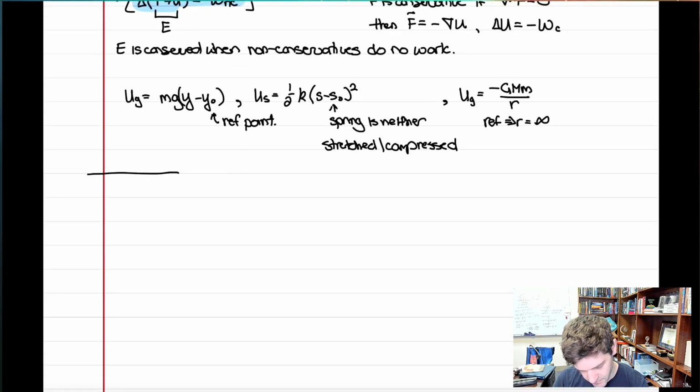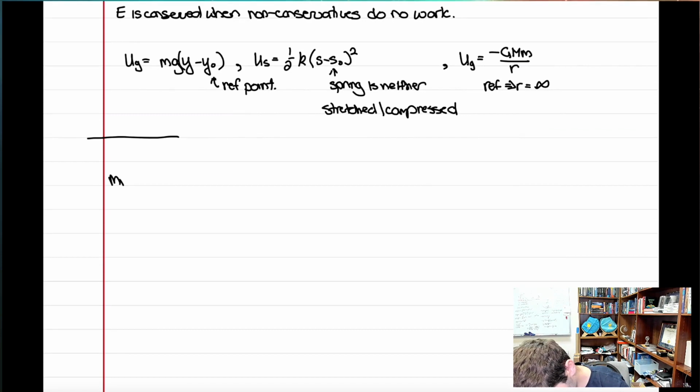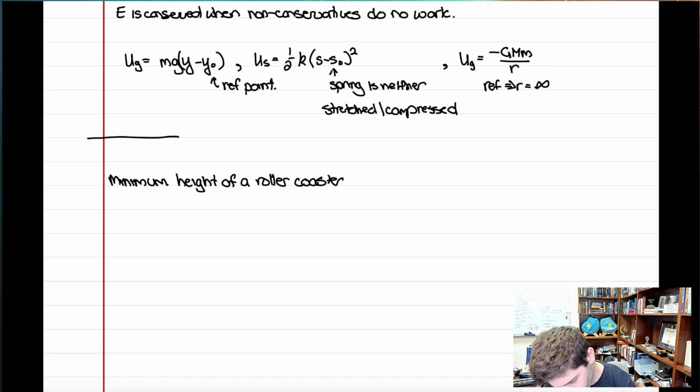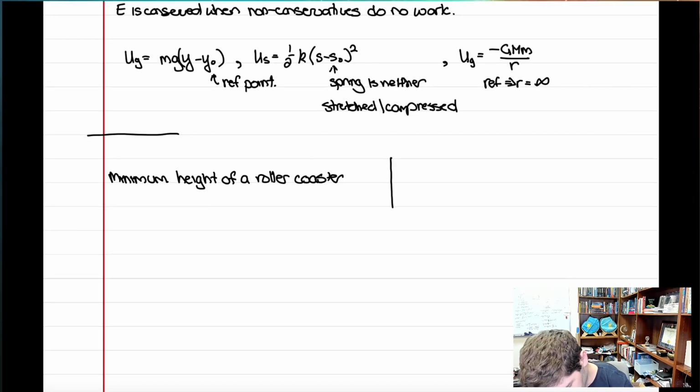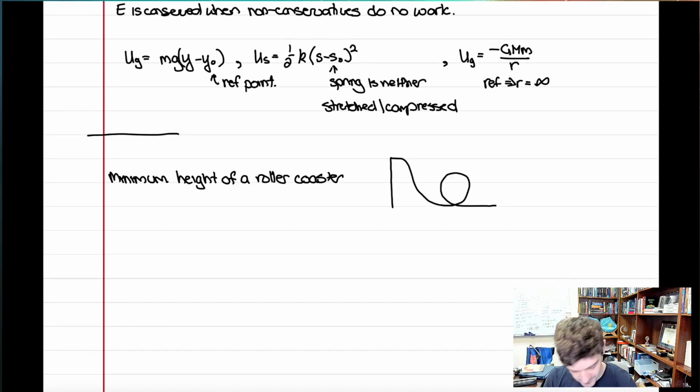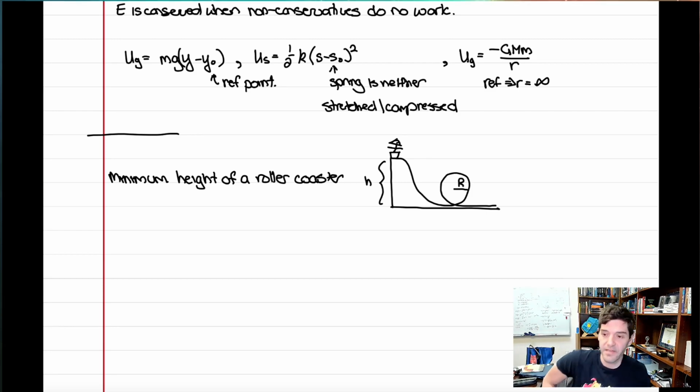All right, so let's see, question 1. The minimum height of a roller coaster. So suppose you have a roller coaster that starts, you're kind of ramped up to some height h, and then the roller coaster also has a vertical loop that has radius r. You're starting up here, you are excited, about to go over the edge, and you're some height h off the ground, but then there's a hoop that has radius r.